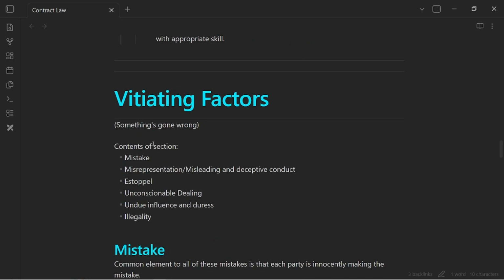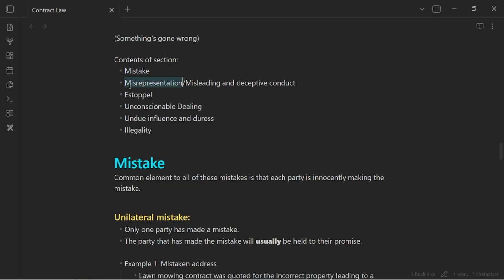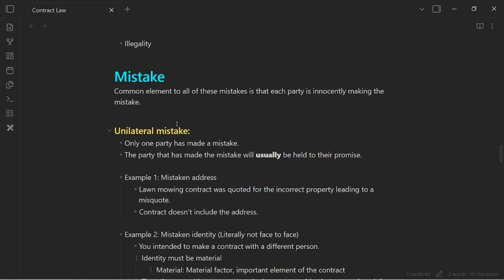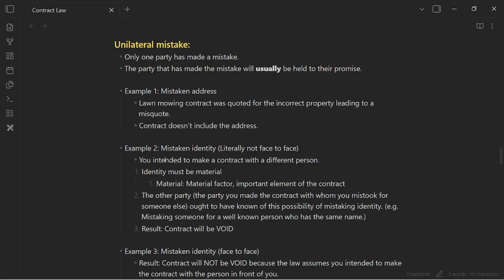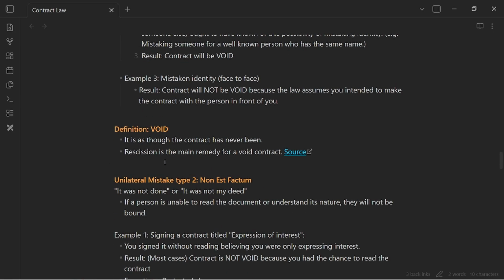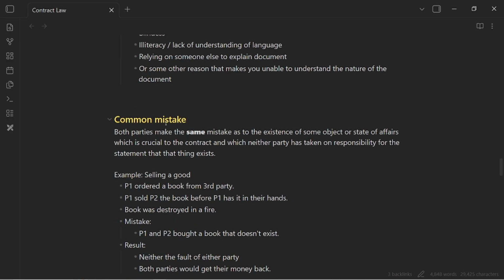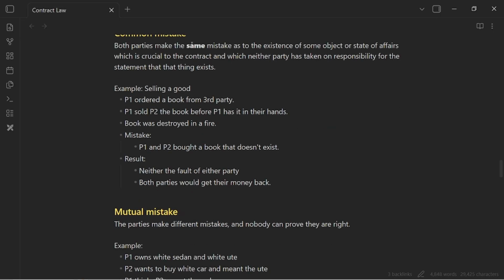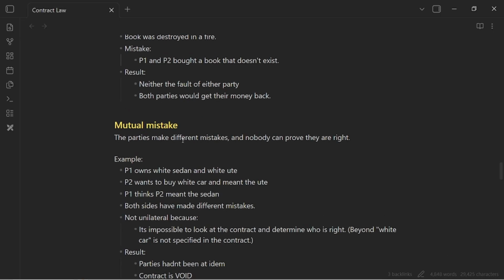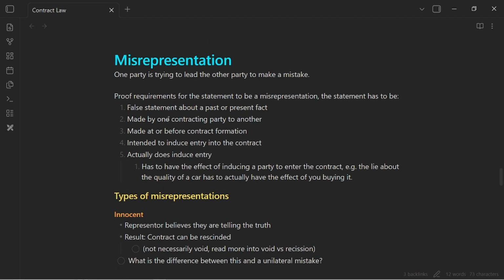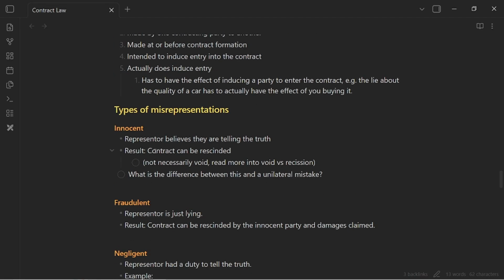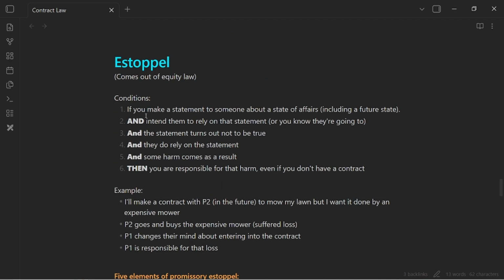Okay. Vitiating factors, something's gone wrong. We've got mistake, misrepresentation, estoppel, unconscionable dealing, undue influence and duress, and illegality. I forget what estoppel is. Unilateral mistake, only one party has made a mistake. Common mistake, both make the same mistake. Mutual mistake, parties make different mistakes. Misrepresentation: innocent, fraudulent, negligent.